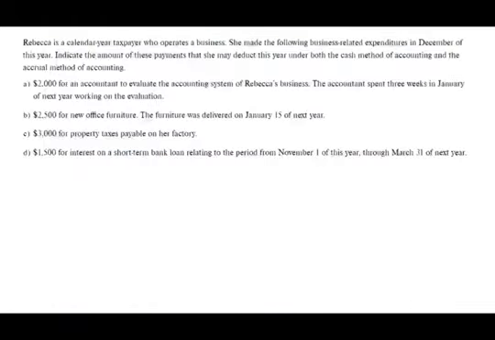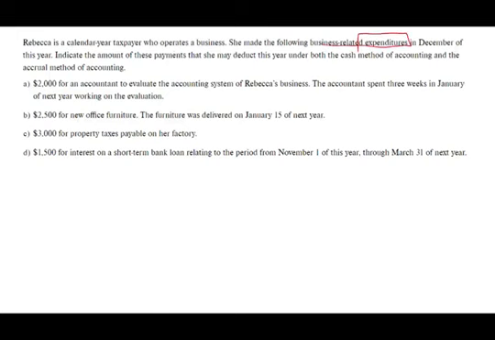Now, the best way to illustrate all these rules is to work a short example. But once again, I have maybe a 40-minute lecture about all these topics in a little more detail. I know I went into more detail than I wanted to. I didn't want to shortchange you, but let's look at an example. Rebecca is a calendar year taxpayer who operates a business. She made the following business expenditure.